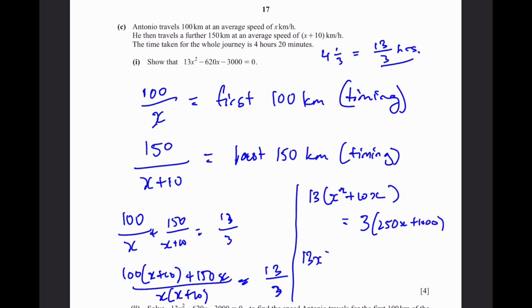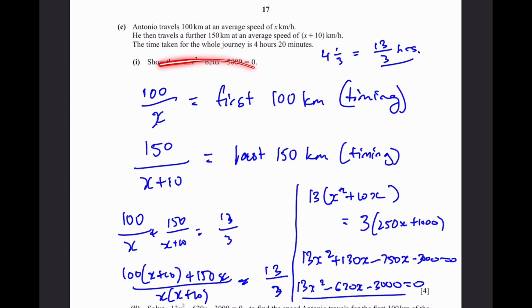So 13x squared plus 130x minus 750x minus 3000 is equal to 0. And 13x squared minus 620x minus 3000 is equal to 0. And this is what we want. This is what we have proven. That will be our final answer.